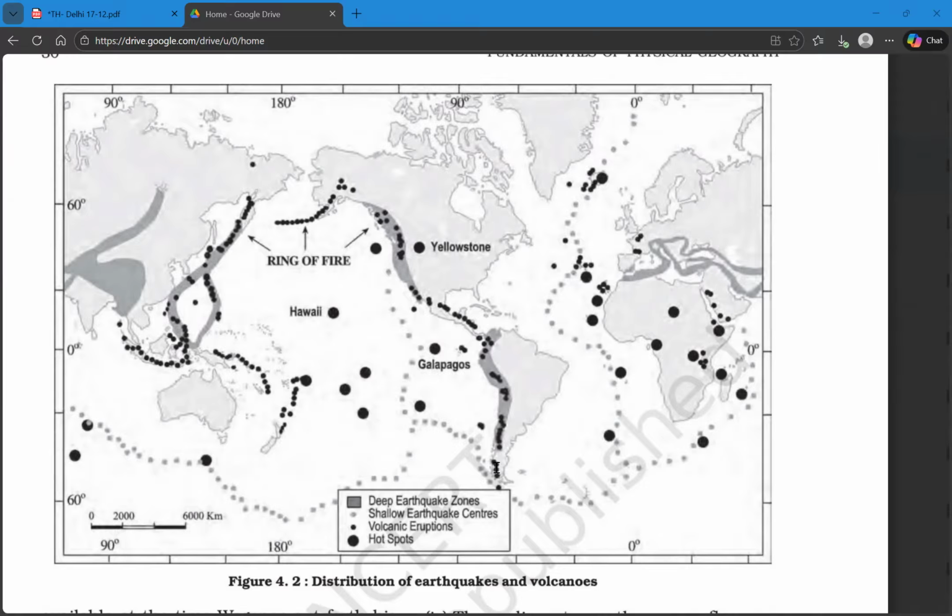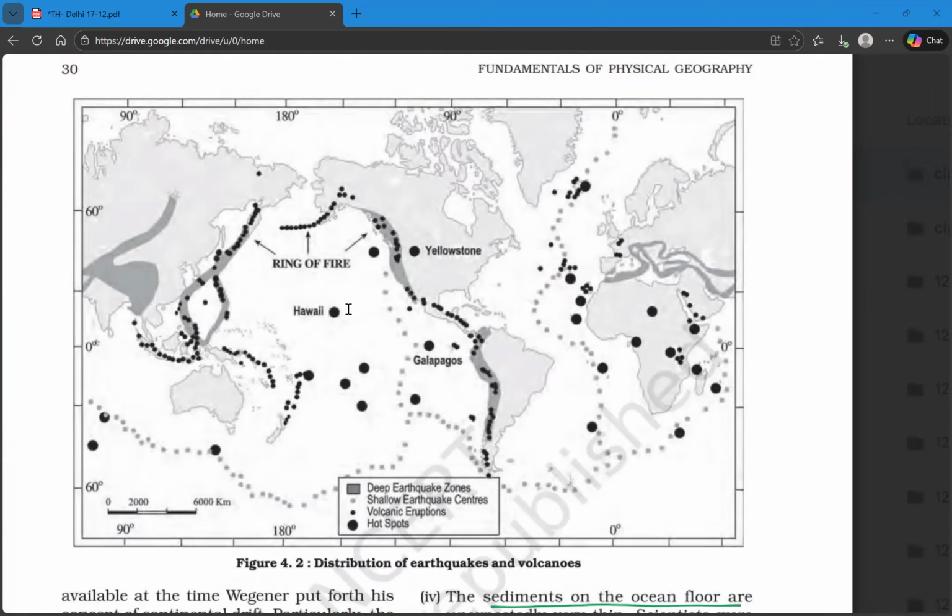Here, you can see a shape that goes from the tip of South America along North America, and then goes through Japan, islands, and again till Southeast Asia. This is called the Pacific Ring of Fire. It is also in the shape of a horseshoe, and it circumvents the Pacific Ocean. So this is called the Pacific Ring of Fire.